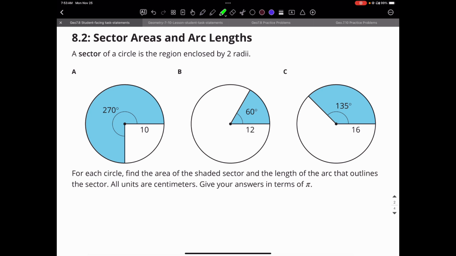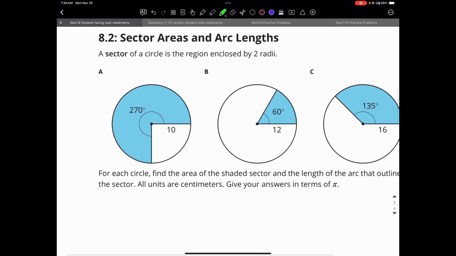So we'll look at these. I'm going to use these same methods. So first we're finding, for each circle, the area of the shaded sector and the length of the arc that outlines the sector. So we're finding the area and the circumference of those sectors, right?